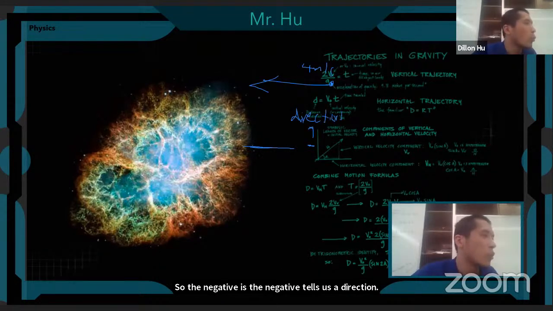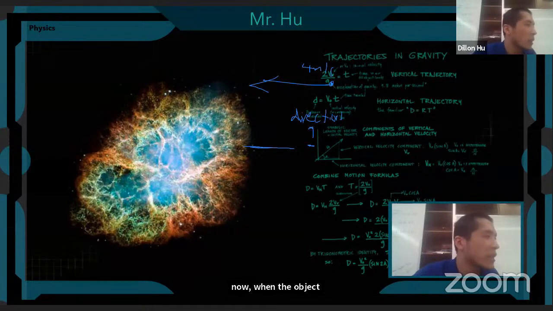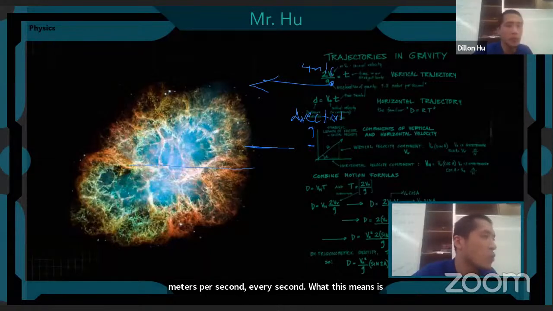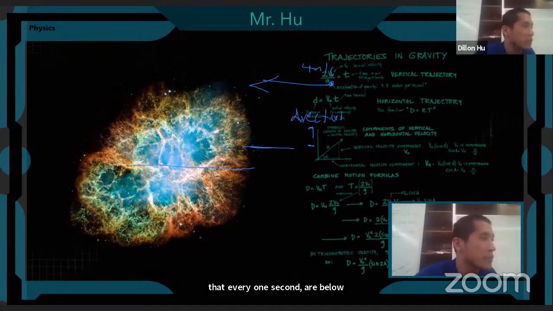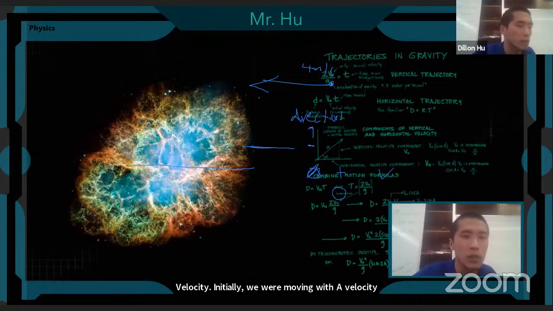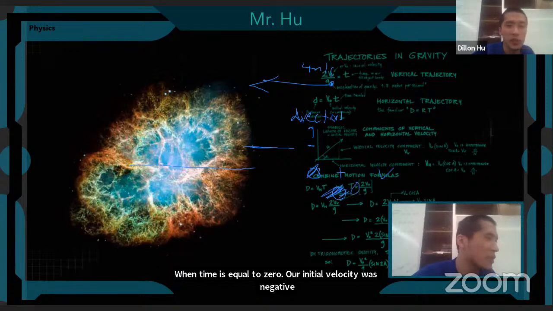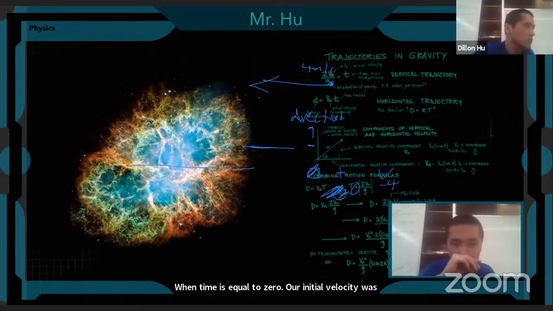Now, when the object is accelerating at a rate of 2 meters per second every second, what this means is that every 1 second, our velocity increases by 2 meters per second. So if we were looking at our time and our velocity, when time was equal to 0, our initial velocity was -4, right? We were initially moving at -4 meters per second.